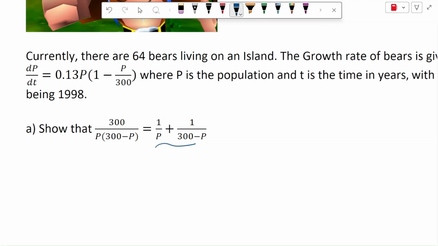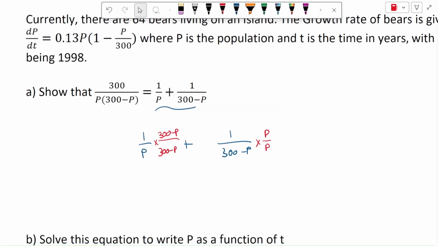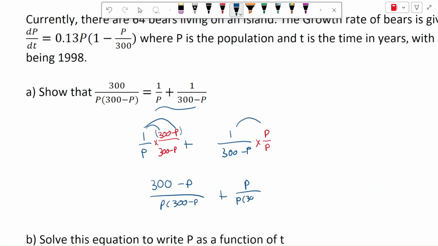Easiest to start from the right-hand side. So 1 over P and 1 over 300 take P. You would want to be timesing or cross multiplying. So 300 take P there and P there. So what we've got to do is write the first thing as 300 take P. So that's foiling the 1 in. And then write the second thing as P over P lots of 300 take P.